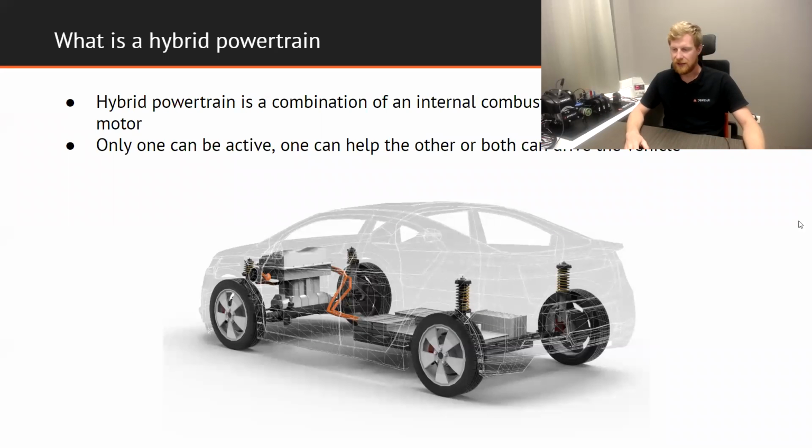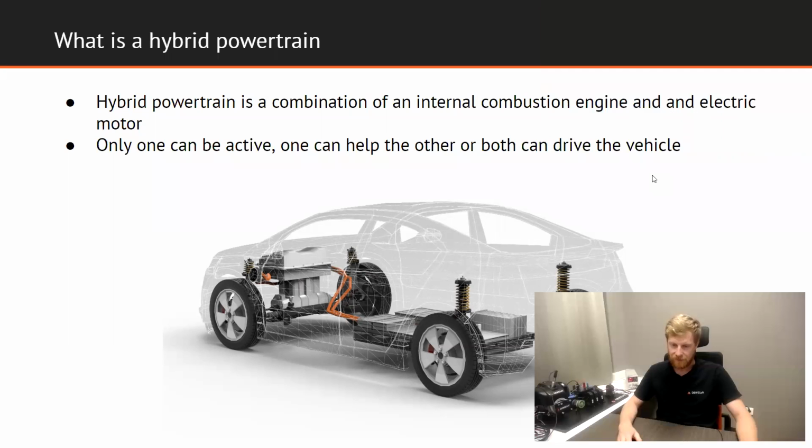So what is actually a hybrid powertrain? A hybrid powertrain is a combination of an internal combustion engine and an electric motor, as you can see here. The way they work is they can at some point work together to give you full power or additional power if you need to overtake or accelerate.